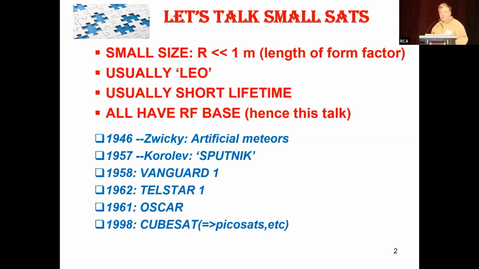These small satellites, which are typically much smaller than a meter on a given edge in a form factor, are usually, but not always, low Earth orbit. That is to say, the orbital timescale is less or on the order of 128 minutes, and usually their orbits are somewhat eccentric, and typical average heights are 500 kilometers or so. Small sats in general, not always, have a short lifetime.